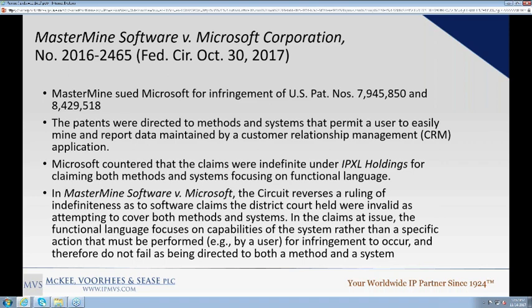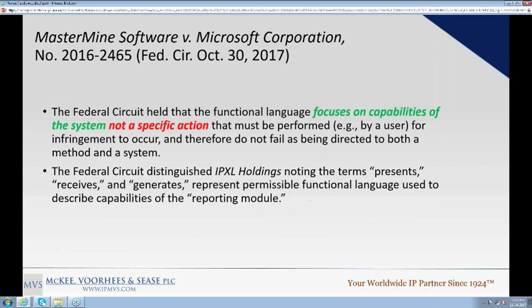And here, the court actually, the USPTO, distinguished the IPXL Holdings case, saying, look, no, it focuses on capabilities of the system. It's using permissible functional language, and I put that in green because that's the go, right? Focuses on capabilities of the system, not specific actions. Had it focused on specific actions, then maybe you'd be falling under IPXL. But the Federal Circuit distinguished IPXL, noting that the terms presents, receives, generates represent permissible functional language used to describe the capabilities, as opposed to actually performing reception or presenting data or generating some sort of report or something.